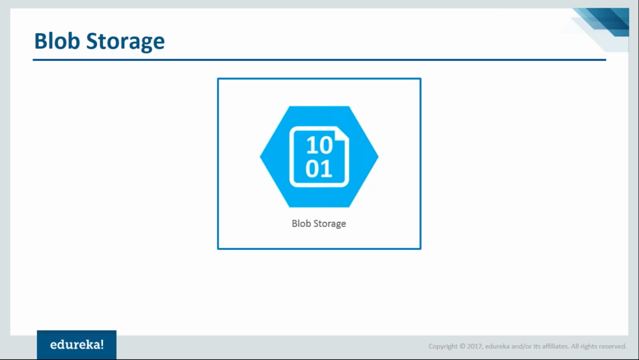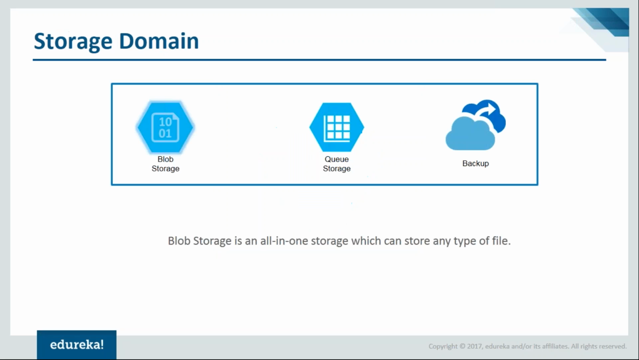So your blob storage is the place where you'll be storing your image files. But why did we choose the blob storage? Why not some other service from the storage domain? Let's discuss that. So in the storage domain, basically you have three kinds of services. You have more services as well, but these are the three main services in the storage domain. You have the blob storage, you have the queue storage, and then you have the backup, right?